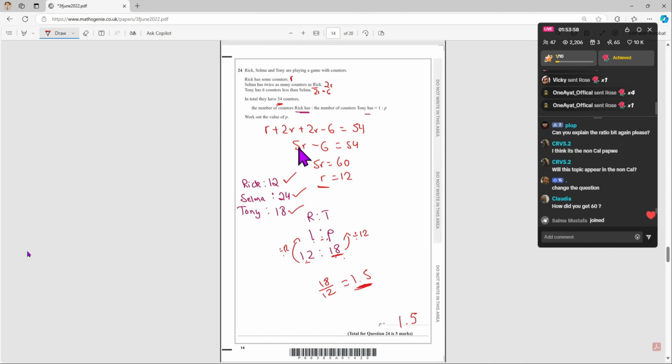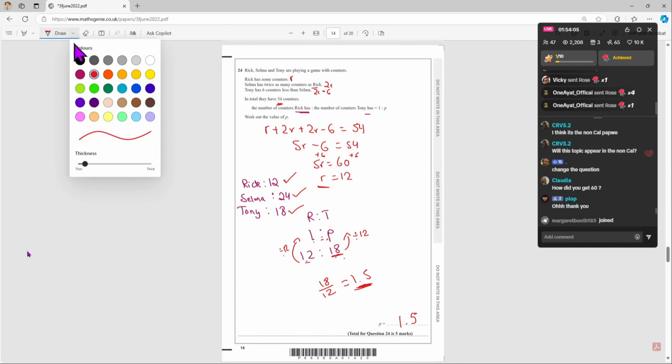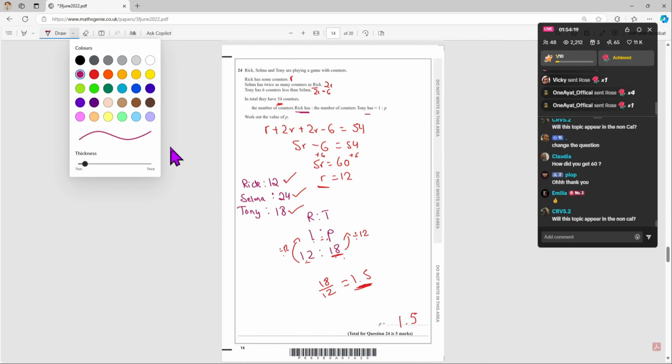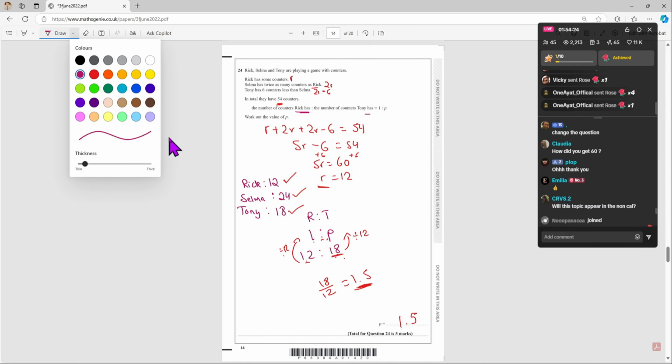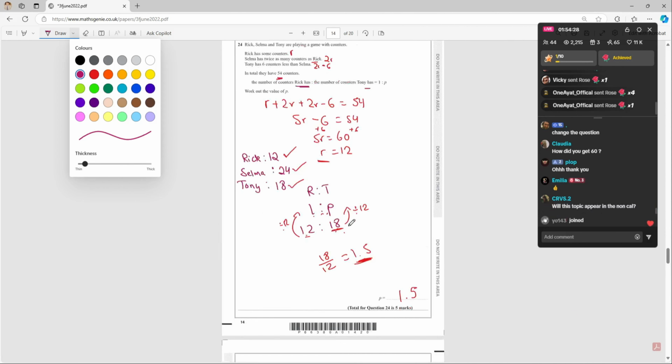How did I get 60? It is because I added 6 on both sides to get 5R is equal to 60, okay? Cool. This topic might actually appear on the non-calculator paper because this doesn't actually require a calculator apart from this last part. So this actually might come on the non-calculator paper.